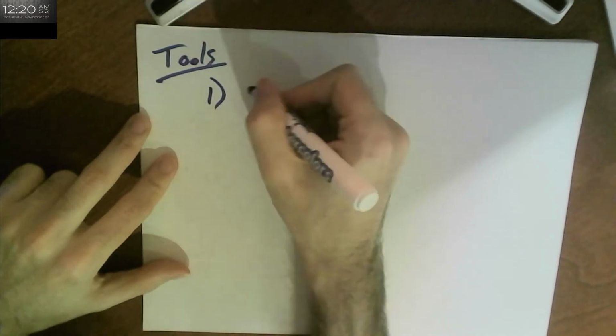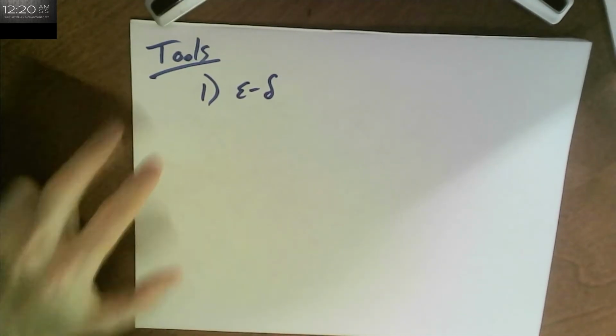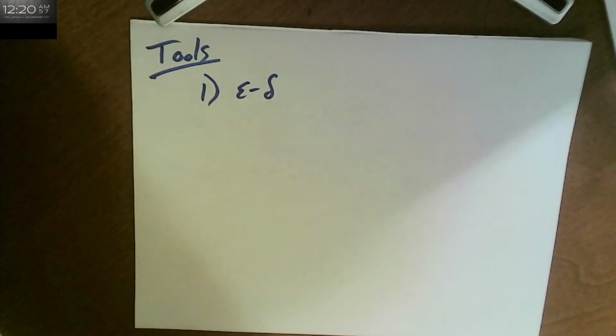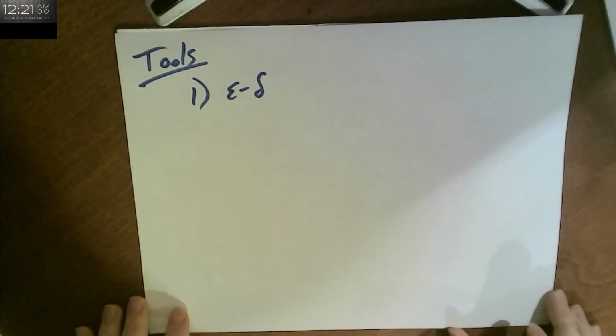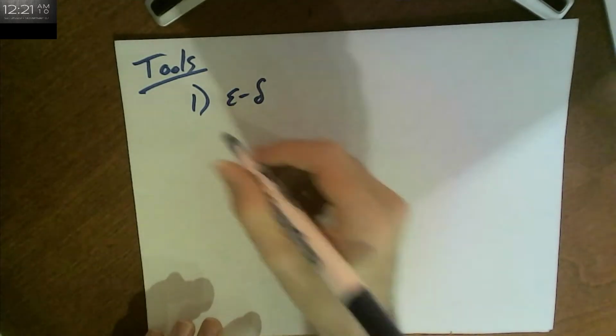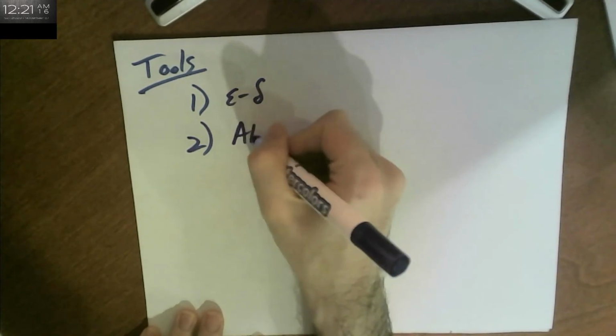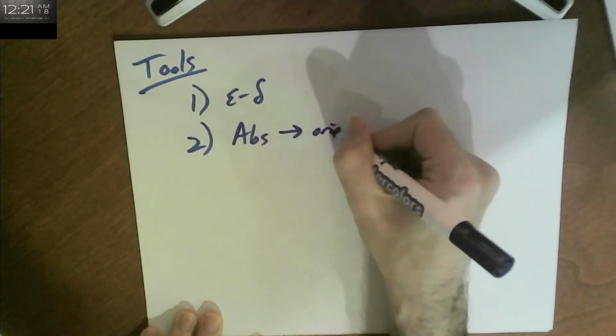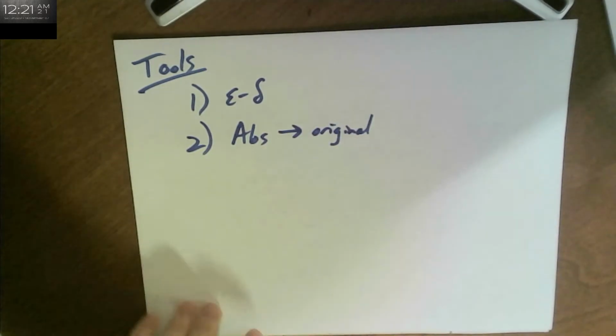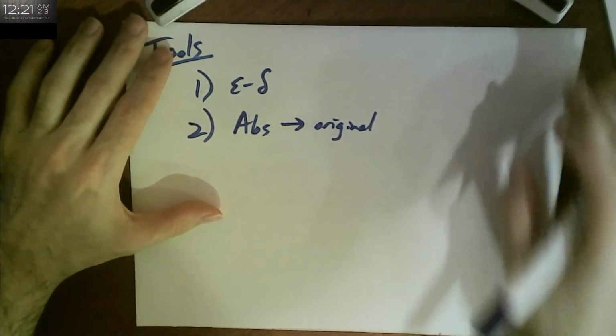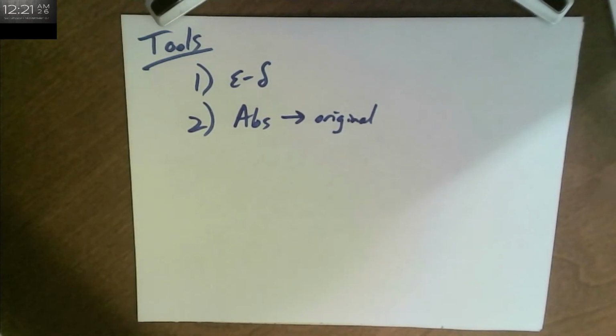Tool number one is epsilon delta. We can prove convergence or divergence of sequences directly. That is an option. We don't want to do it unless we need to, but it is an option. Two, we can use the absolute value implies original theorem. That if the absolute values make a series that converges, then the original thing also converges.